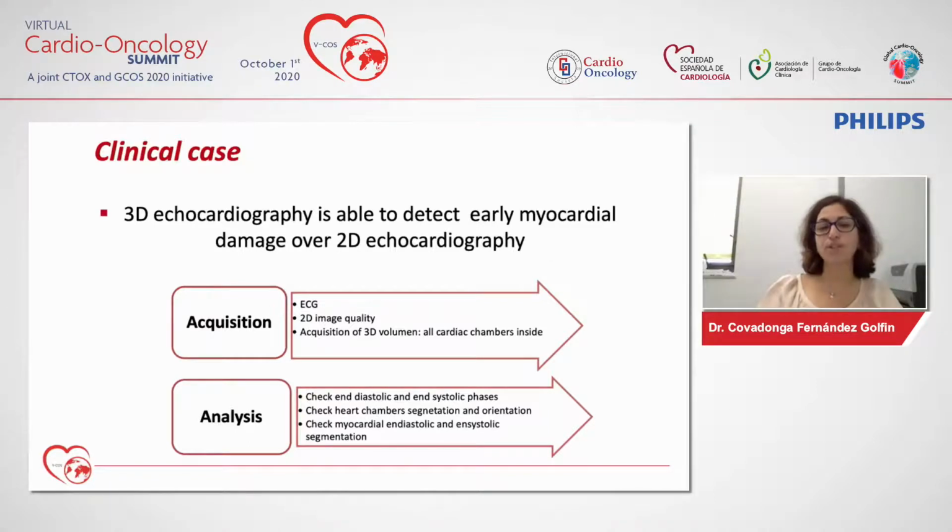And after the acquisition, the analysis is pretty straightforward. The software automatically detects end diastolic and systolic phases, makes the chamber segmentation and the chamber orientation, but you can check all these parts of the analysis. In case you don't agree or there's something that was not correct, you can edit that, but normally in 95% of the cases you don't have to do this, and it's pretty much press the button and get the result.